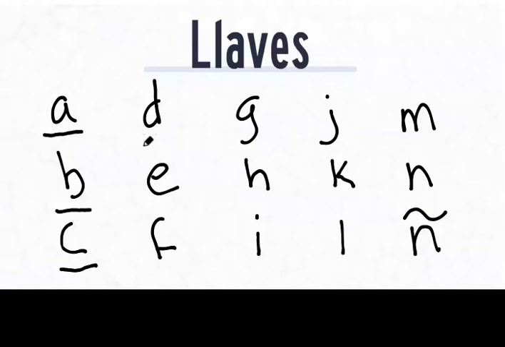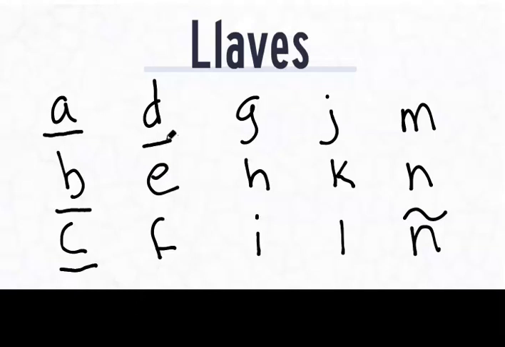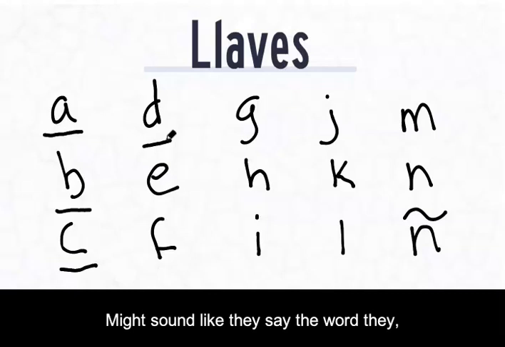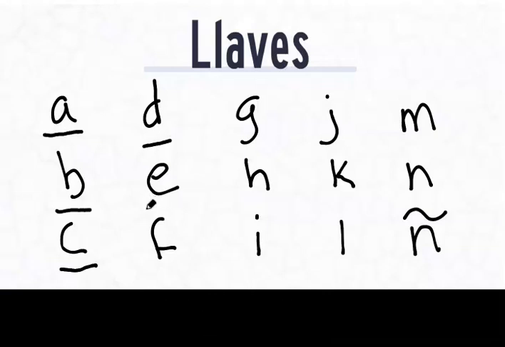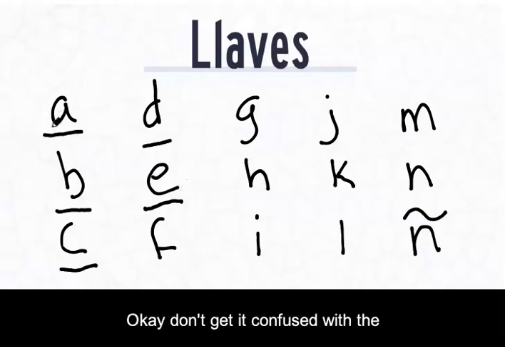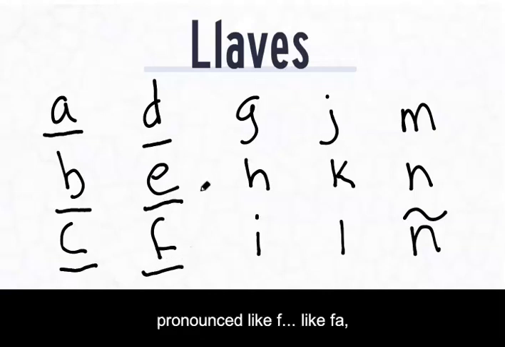Then comes la de. You'll notice that's a soft sound and it has the de sound. It might sound like they, the word they, T-H-E-Y, in English. Okay, just make it a soft sound, not a heavy sound. Okay, then we have la letra E, and it's also pronounced E. Okay, don't get it confused with the A sound in English. It's A in Español. Okay, then we get F, la letra F, pronounced F, like fa, fe, fi.